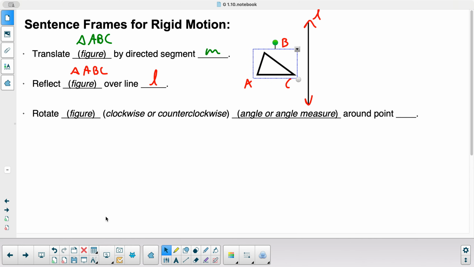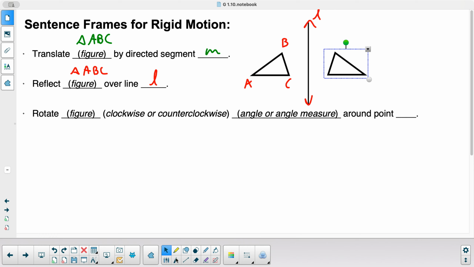Oh, shoot, I didn't want to do that. Hang on. Let's clone it first and then flip it. So it would end up being somewhere like that. It's a mirror image across the line. And the last thing, rotate figure.